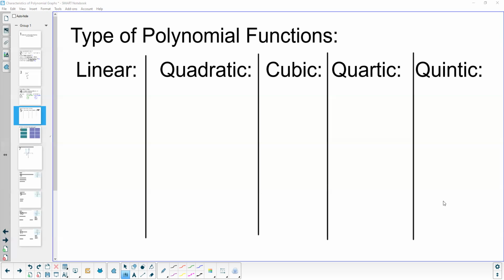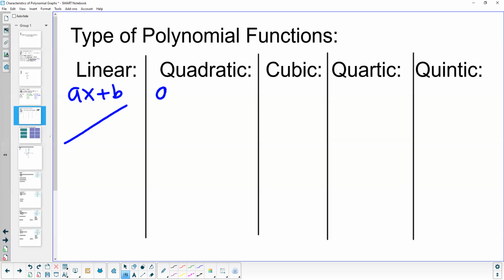So a linear function is typically in the form ax plus b. It is linear, meaning it is a line. And typically it doesn't really have a maximum or a minimum point. It just looks like that straight line there, and it can either be a straight line up or a straight line down. It has either one increase or one decrease. And that's kind of it for a linear polynomial function.